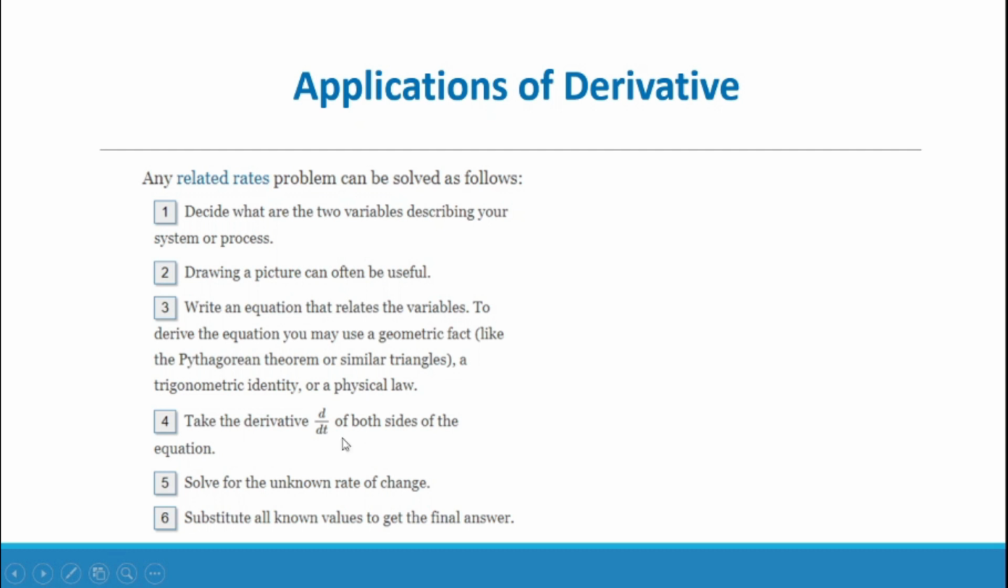4. Take the derivative d over dt of both sides of the equation. 5. Solve for the unknown rate of change. And 6. Substitute all known values to get the final answer.